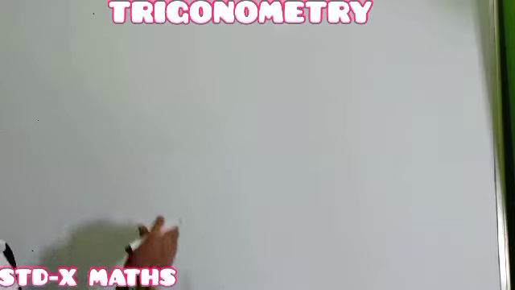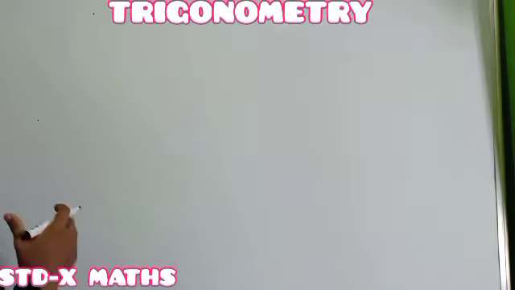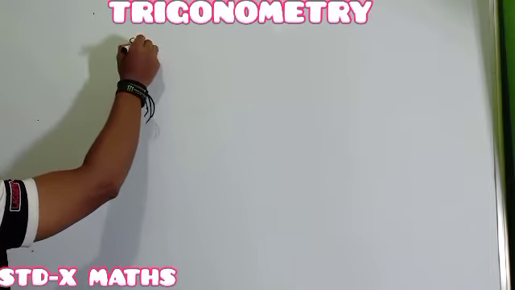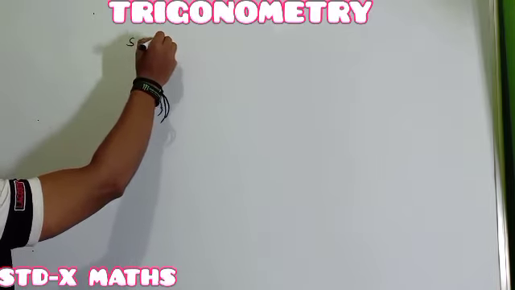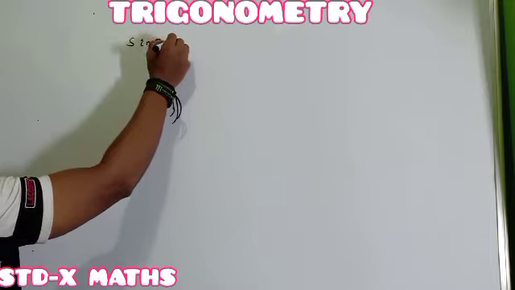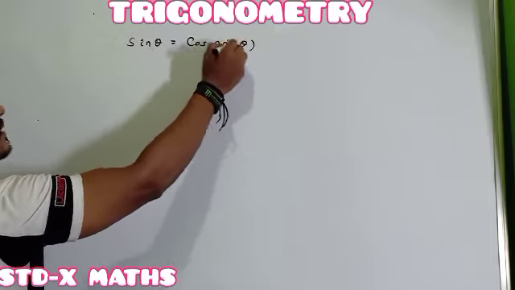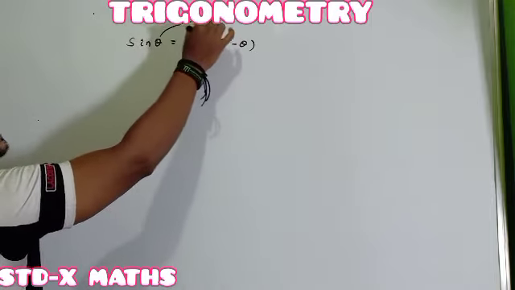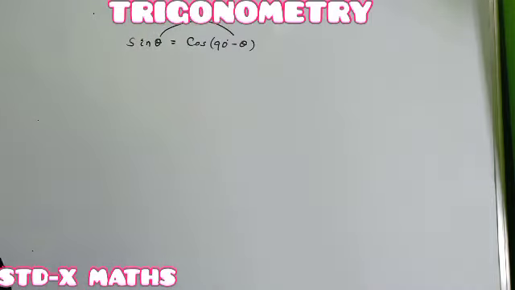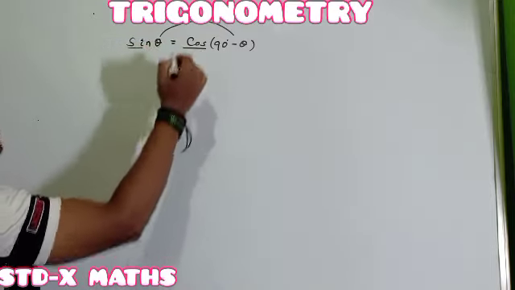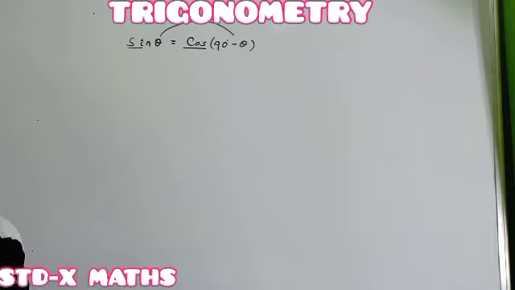Next, it was said to you a few formulae regarding the trigonometric ratios of complementary angles. Remember the formula if you have forgotten. Sine theta is equal to cos of 90 degree minus theta. Theta and 90 minus theta are both complementary angles. So remember, sine and cos are both interconvertible.